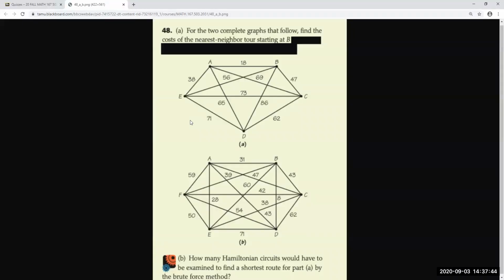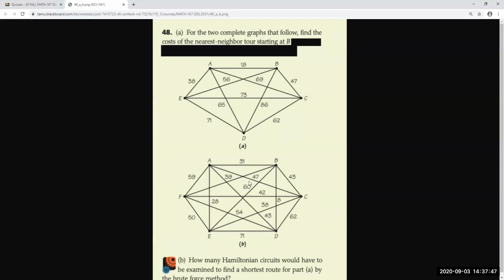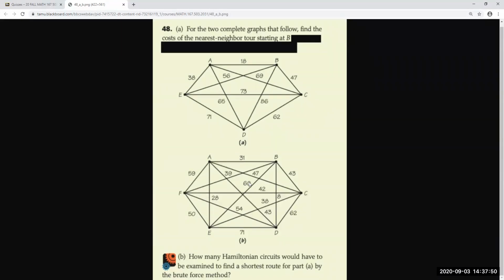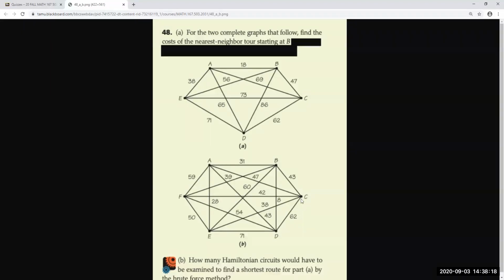Okay, sorry. Now can you see it? Yeah. Okay, great. So here 31 is definitely AB, but 59 is for AF, and BF is 39, and BE is 60 because 60 is just on top of the edge, and 47 is from A to C, and 42 is for F to C, and 8 is for BD, and DC is 62, and EC is 38, and so on, right?